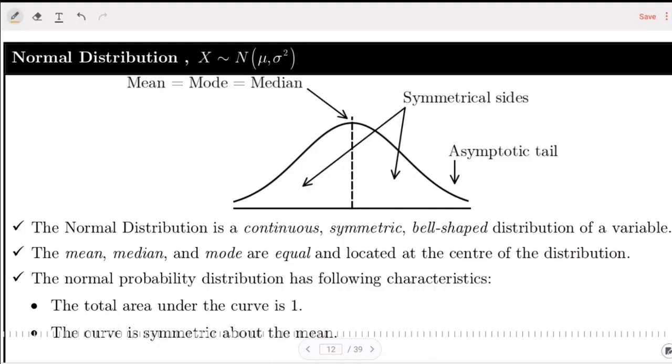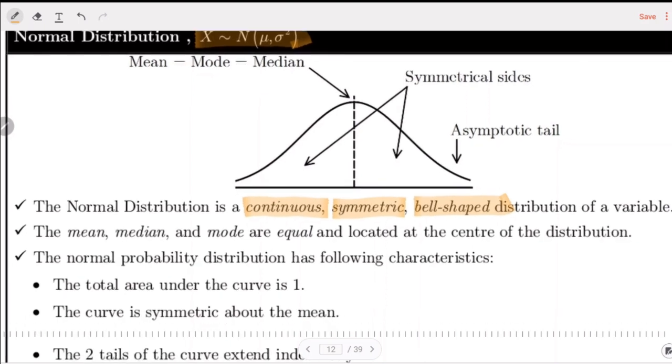Normal distribution is denoted by X ~ N(μ, σ²). The normal distribution is a continuous, symmetric, bell-shaped distribution of a variable. The mean, median and mode are equal and located at the center of the distribution. The normal probability distribution has the following characteristics.